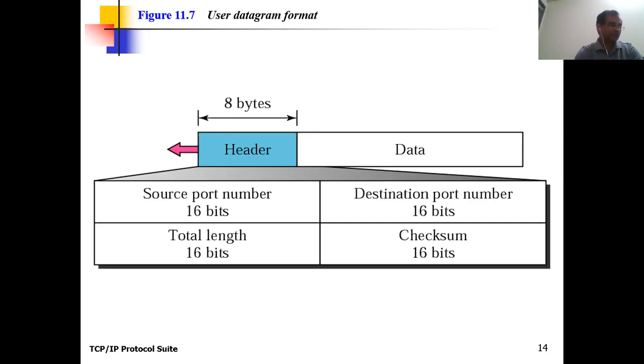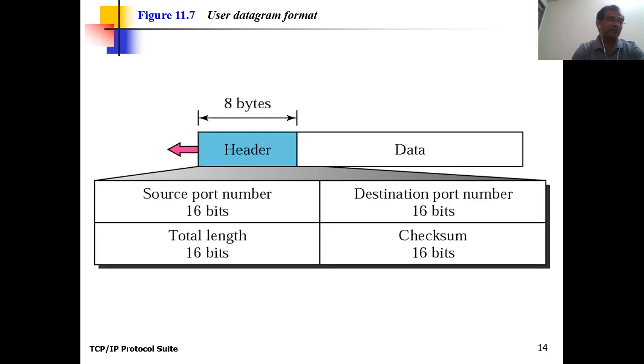The source port number is the port number used by the process running on the source host, and it is 16 bits long, which means the port number can range from 0 to 65535. If the source host is the client, the port number in most cases is an ephemeral port number requested by the process and chosen by the UDP software running on the source host. And if the source host is the server, the port number in most cases will be a well-known port number. Likewise, the destination port number will be on similar lines.